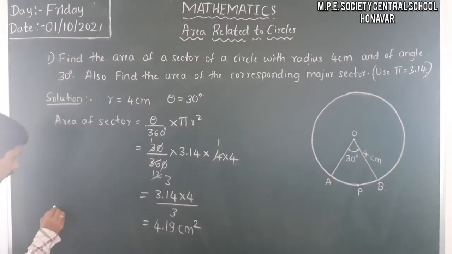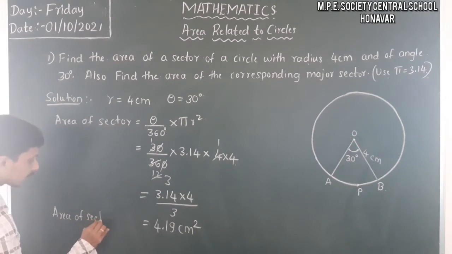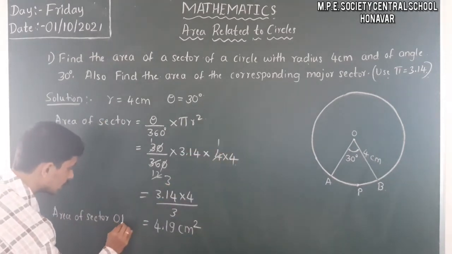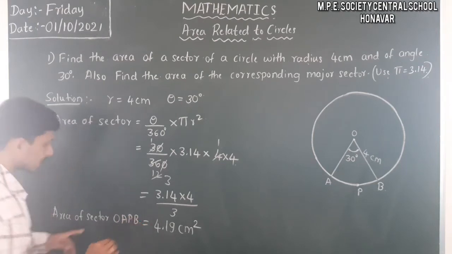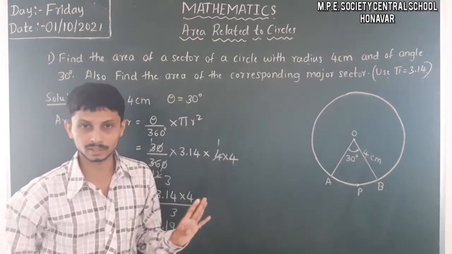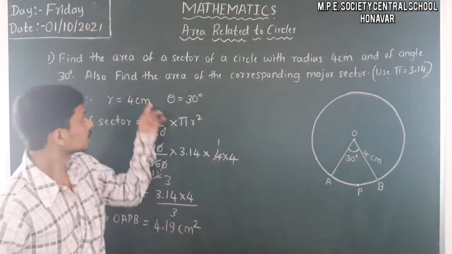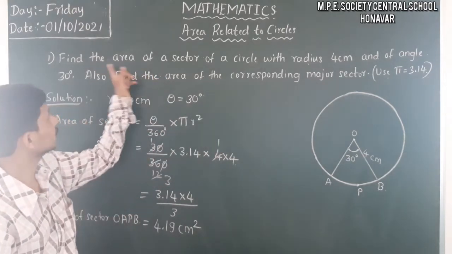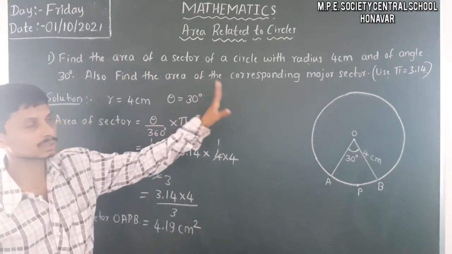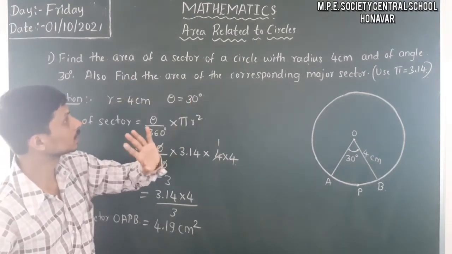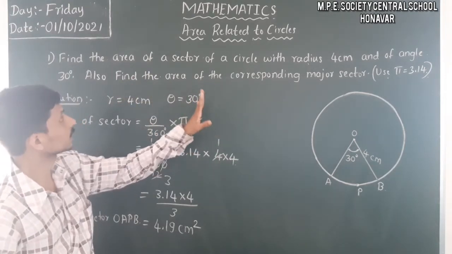That is the area of the minor sector. Here, what is the sector? It is OAPB. The area of sector OAPB is equal to 4.19 centimeter square. So this is the first part of this question, it's completed. We had to find the area of the sector with a radius of 4 centimeter and angle 30 degree. But here we also have to find the area of the corresponding major sector.